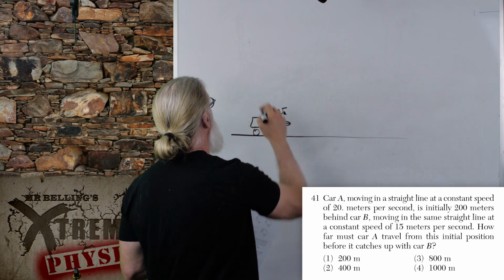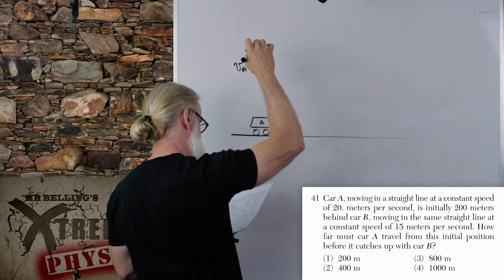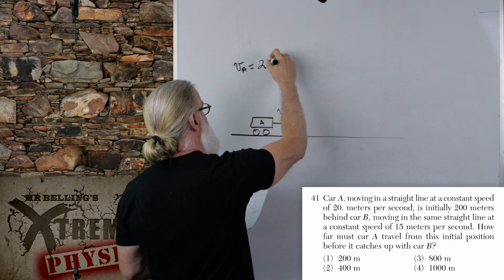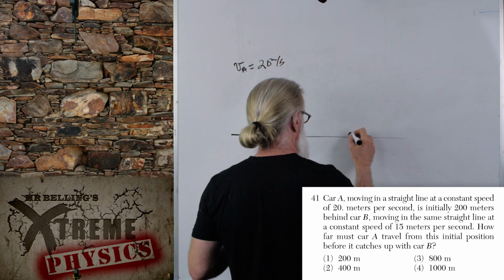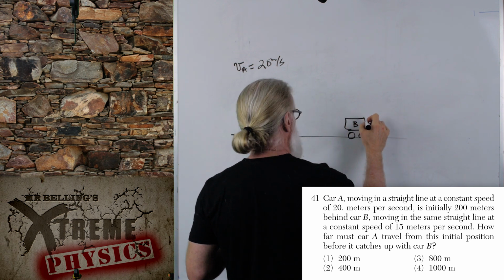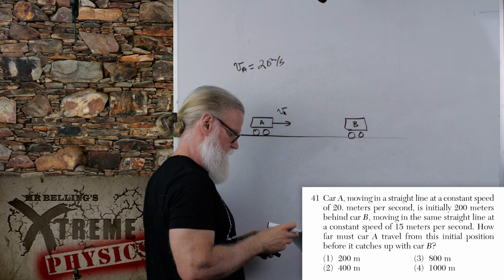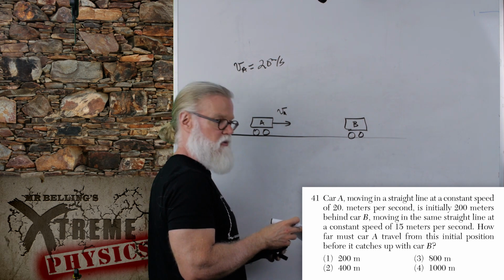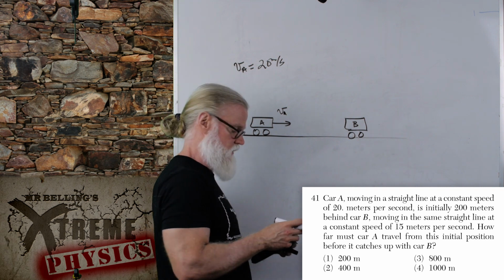VA, I'll call that. What is VA? It's velocity of A, 20 meters per second. It is initially 200 meters behind car B. I hope car B is going at constant velocity too, in the same straight line. Oh man, they're going to crash.